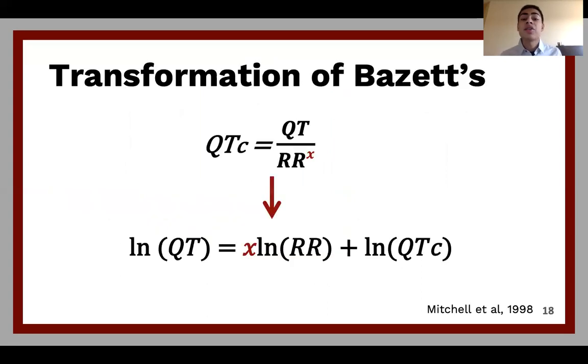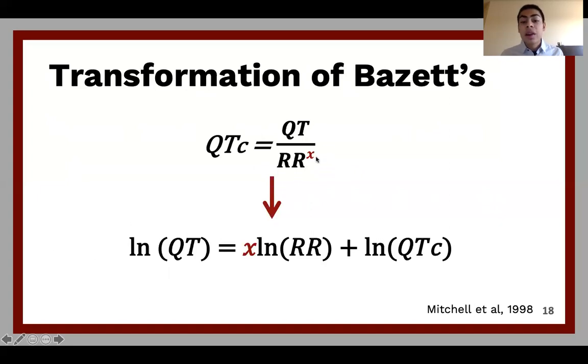So the last part is a transformation of Bazett's formula. What I showed earlier was QTc equals the QT interval over the square root of the RR interval, Bazett's original formula. And what I've done is I've made the 1/2 power, the square root, into a variable x. Now, using the natural logarithm and properties of natural logs, I was able to transform this formula into a linear function.